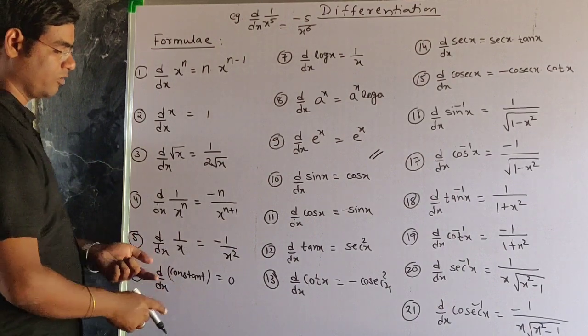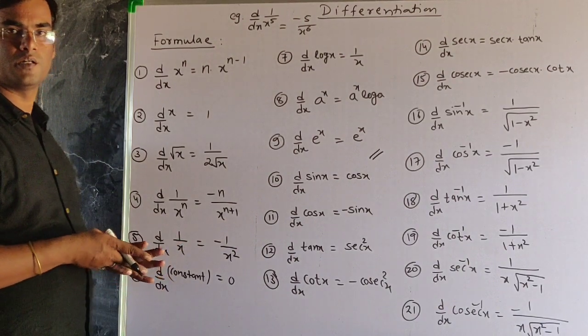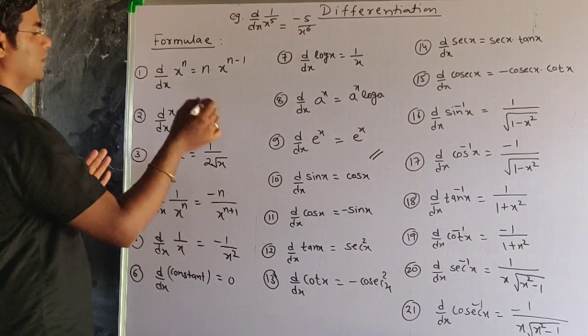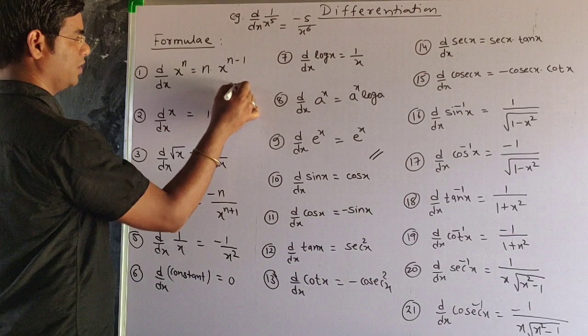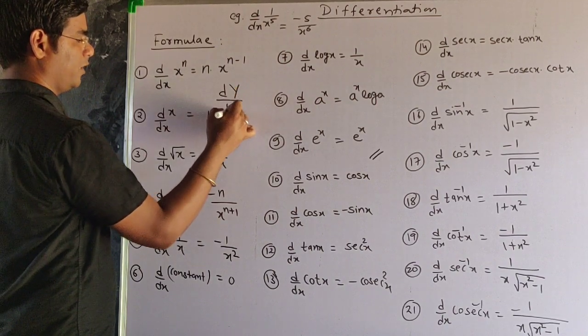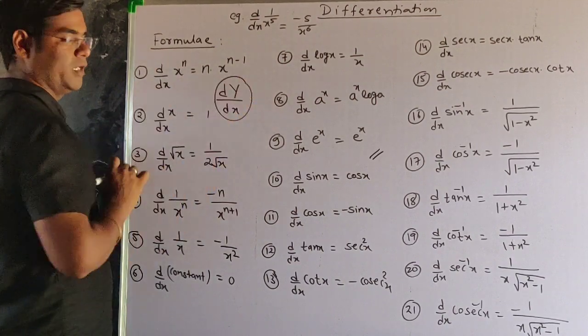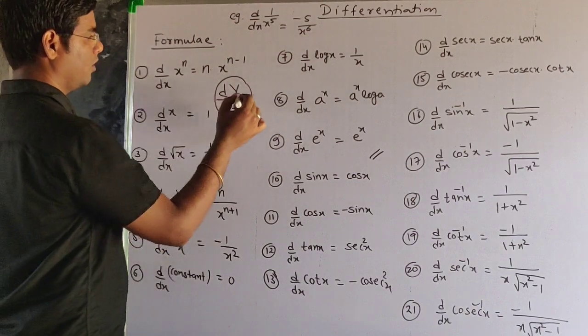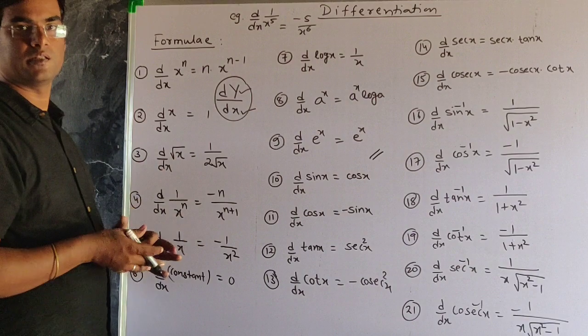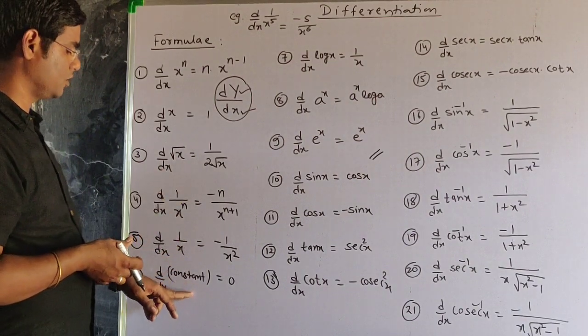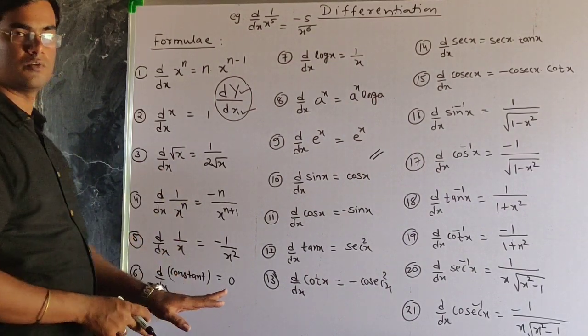And derivative of any constant. Now what is the meaning of constant? Any terms other than the independent and dependent variable. Suppose we are differentiating y with respect to x. So excluding x and y, all the remaining terms present in any expression are known as what? Constant. So derivative of constant is what?